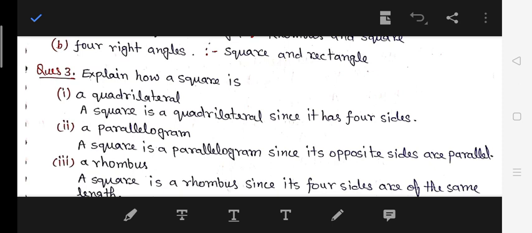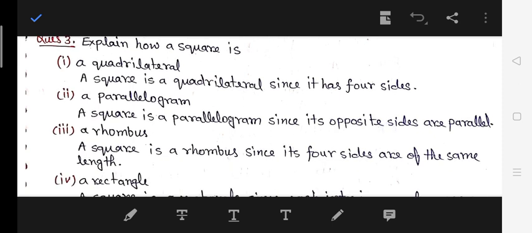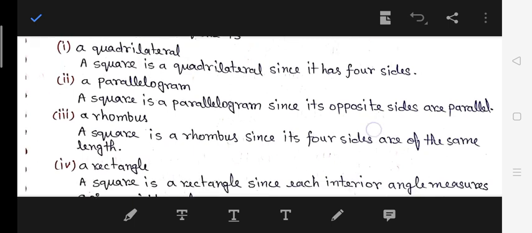Next, you need to check how a square is a parallelogram. According to the definition of a parallelogram, a quadrilateral in which both pairs of opposite sides are parallel is a parallelogram. In the square also, both pairs of opposite sides are parallel, that's why a square is also a parallelogram. So a square is a parallelogram since its opposite sides are parallel.